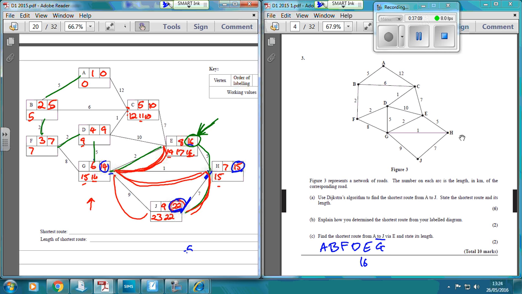oh sorry, my mistake. When I was saying how to get from A to E, it's A, B, F, D, and then G, and then E. My apologies if you spotted that.